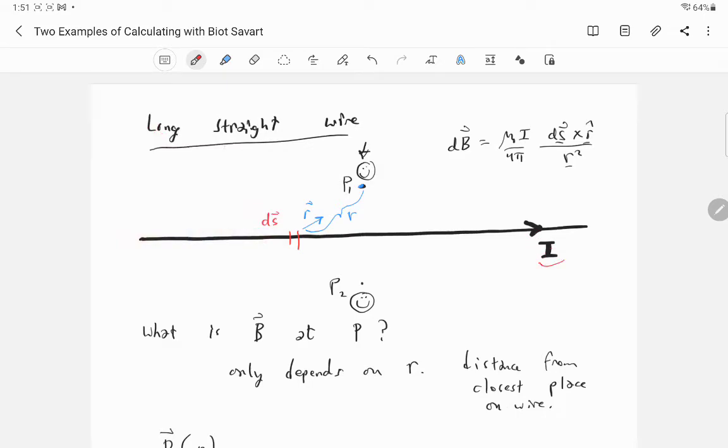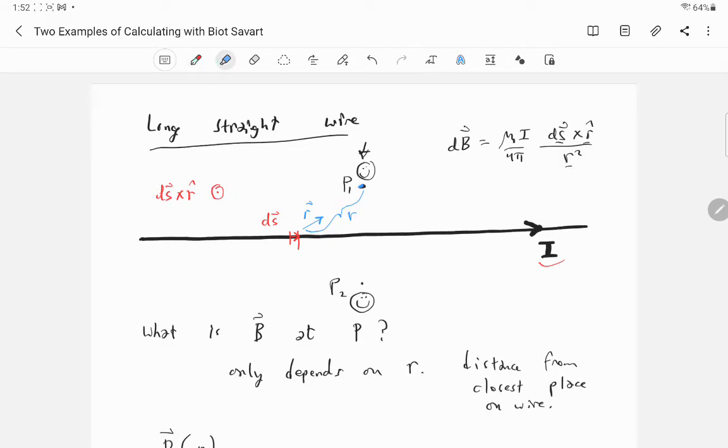ds points in the same direction as the current, which is towards the right, but has the length which is an infinitesimal distance, right? So it's some nanometers. It's very, very small in calculus terms. It's infinitely small, infinitesimally long. And it points in the direction of the current. And then there's r hat. And if you do ds cross r hat, what you're going to get is out of the page. It's out of the screen.